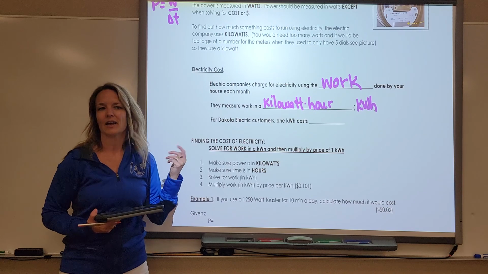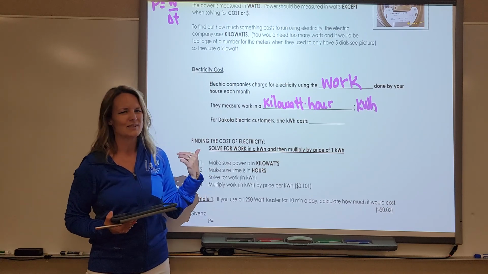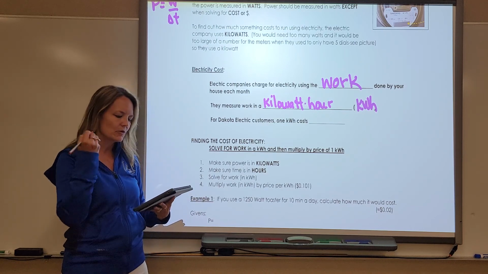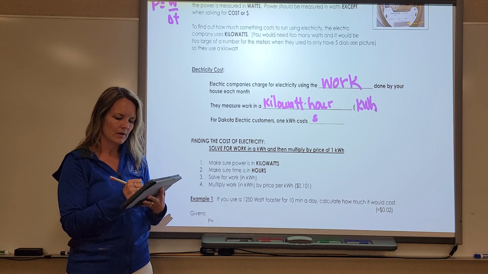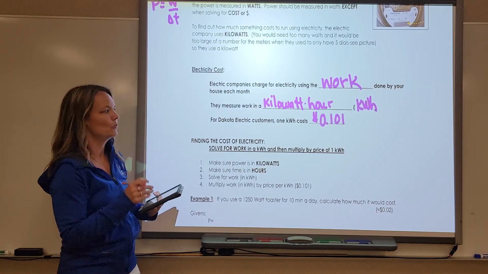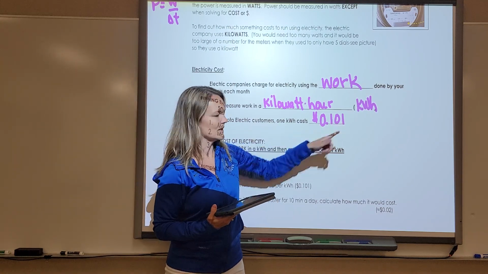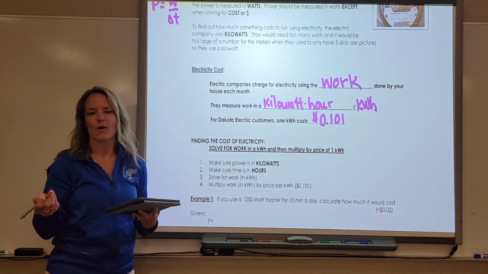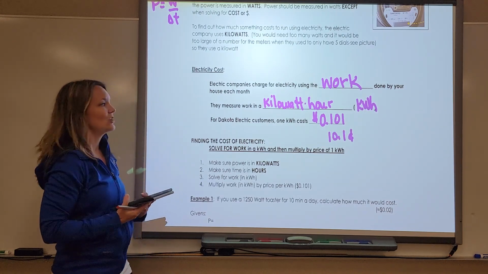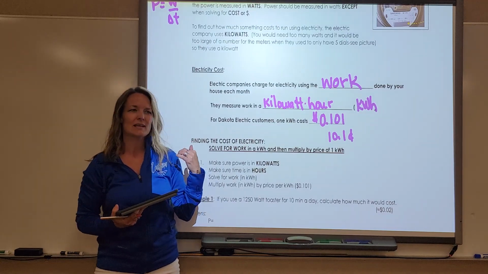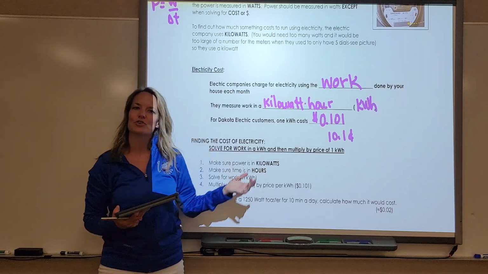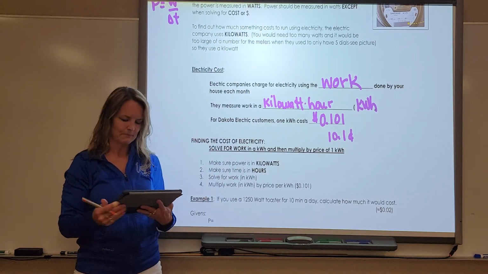For Dakota Electric customers, this is an old data point, so it may have gone up slightly, but every kilowatt hour that you use costs you, in dollars, 0.101, which if you moved it to change it into cents, would be 2 spots over. Every kilowatt hour is about 10.1 cents. Generally, people use anywhere from about 750 to 2,000 kilowatt hours each month. You get charged according to how much electricity that you use.